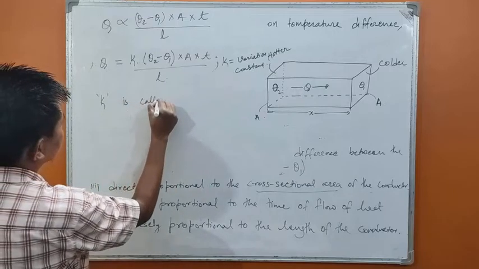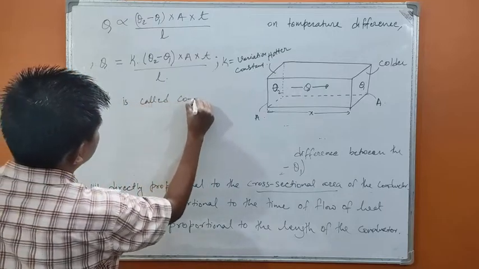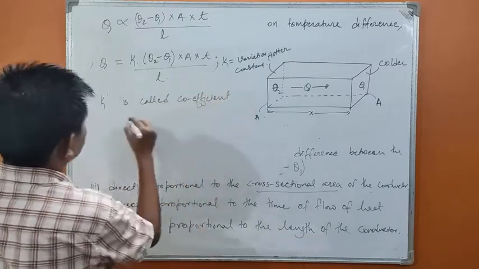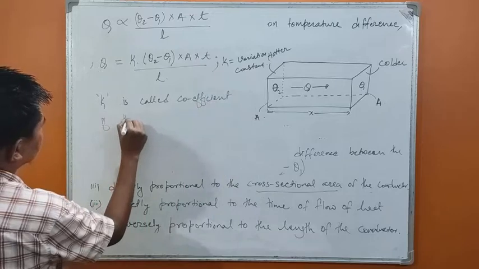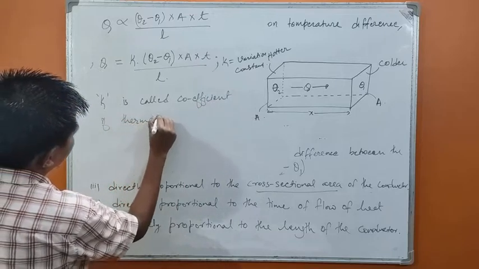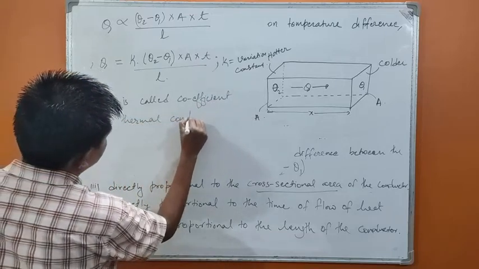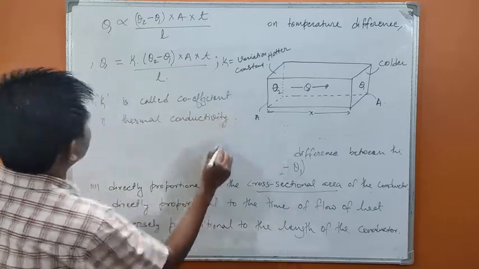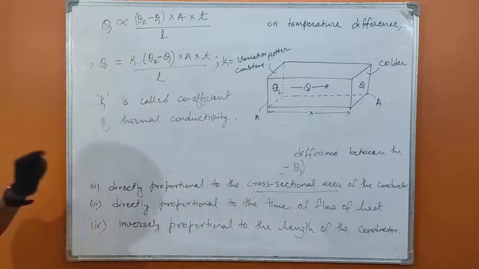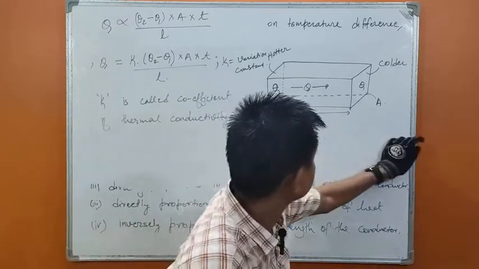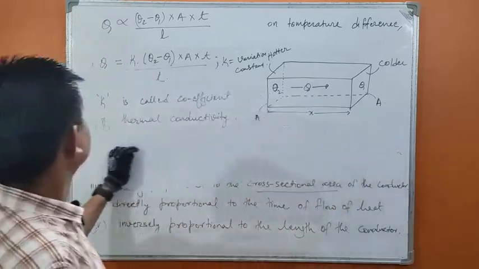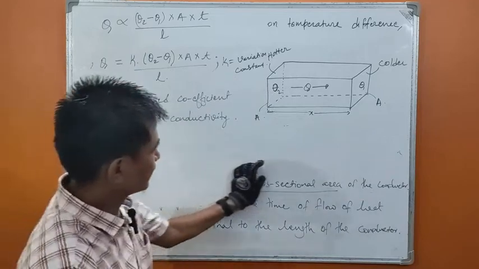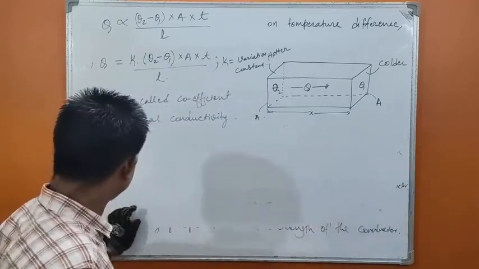Where K is called the coefficient of thermal conductivity. K is called the coefficient of thermal conductivity. I hope you are getting me. Now, let us find the value of K.